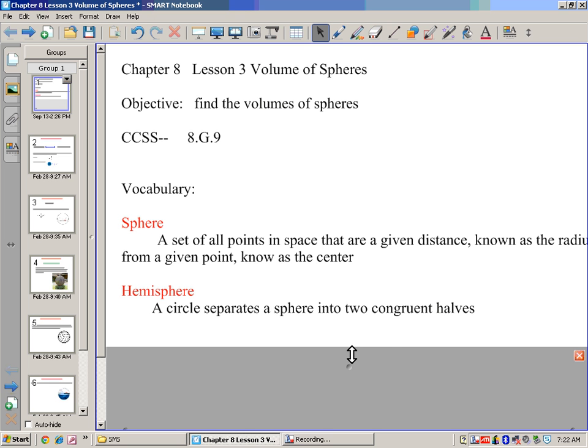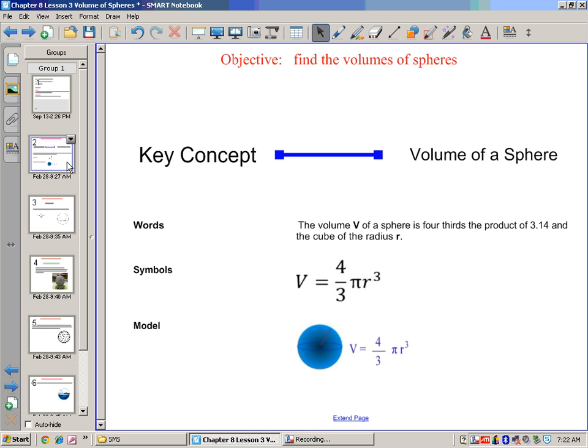Okay, we're going to move on to our next slide, which is our key concept. Volume of a sphere. Words: the volume V of a sphere is 4/3 the product of pi and the cube of the radius r. In symbols we see our formula: volume equals 4/3 pi r cubed. And then there's just a model of our sphere with our formula.